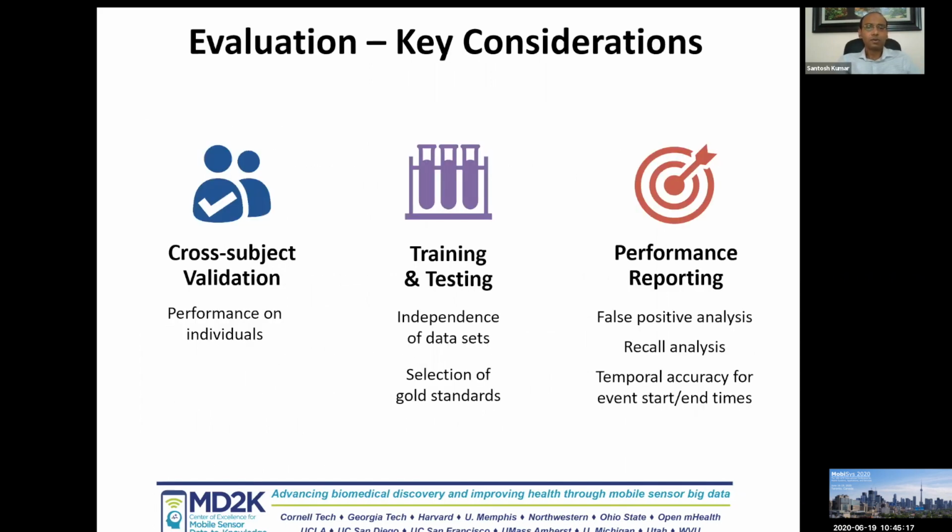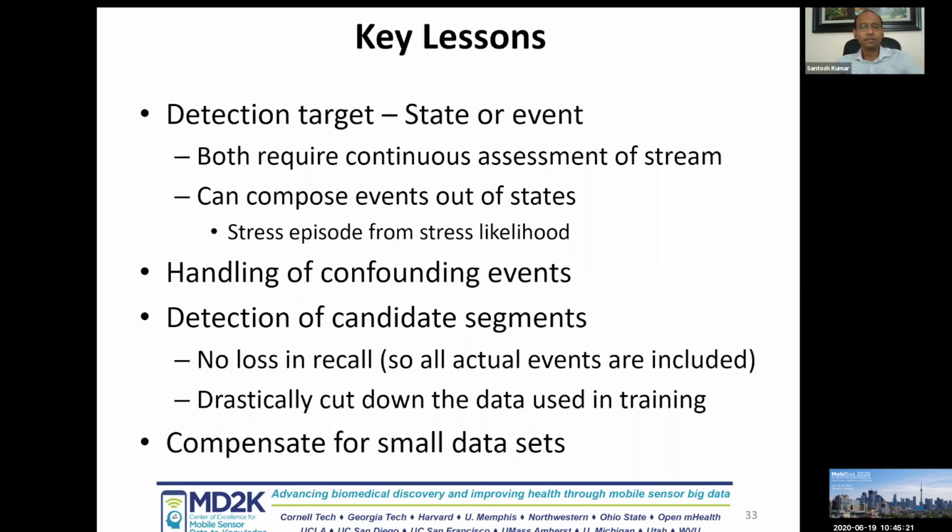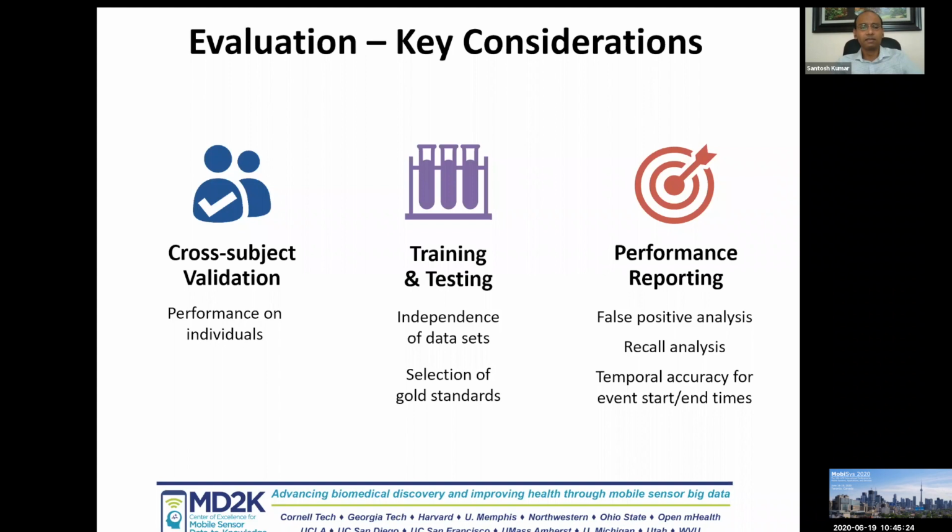So next, I'll talk about evaluation. Basically, for evaluation, we prefer cross-subject evaluation, and for the training and testing, it will be ideal if it's on independent data sets. And for performance reporting, as I'll mention, false positive analysis for us has been critical to see how this will work in real life. And we typically like to report it per day. And then there should be recall analysis and, if possible, temporal accuracy for start and end times.